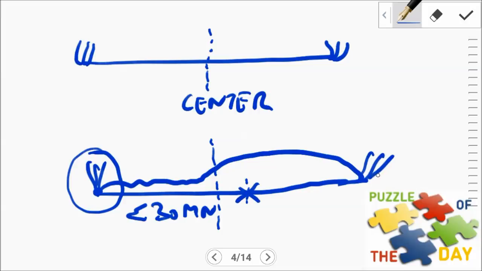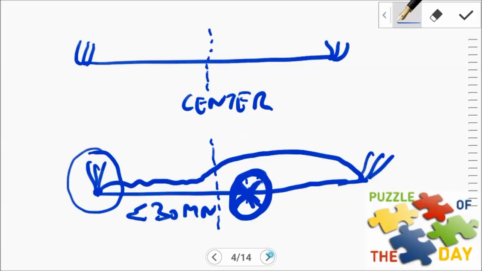Similarly, if I light the rope from the other end, it will not reach here, because this whole half is going to take more than 30 minutes, so it will reach somewhere here. I know that if I burn from both ends, it will be burned in exactly 30 minutes. So based on the density, the point where they meet after 30 minutes might be different.